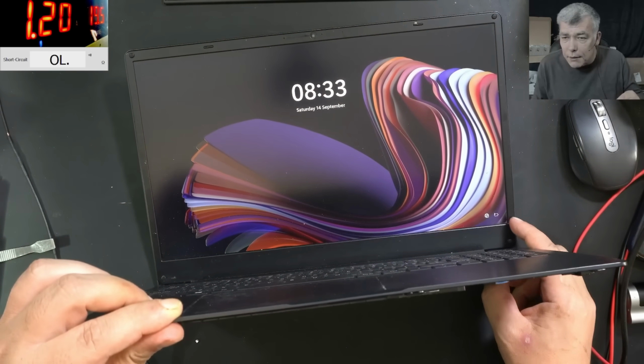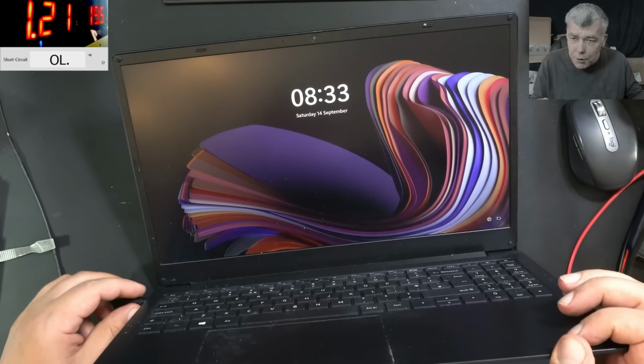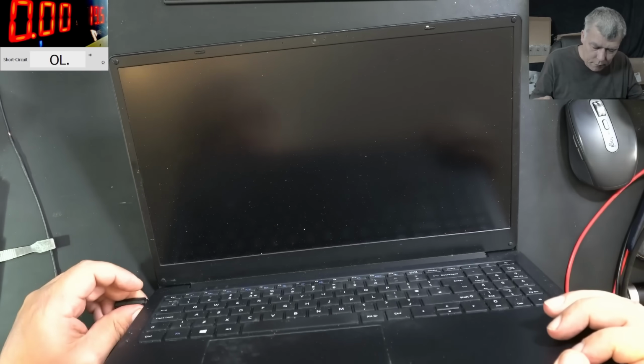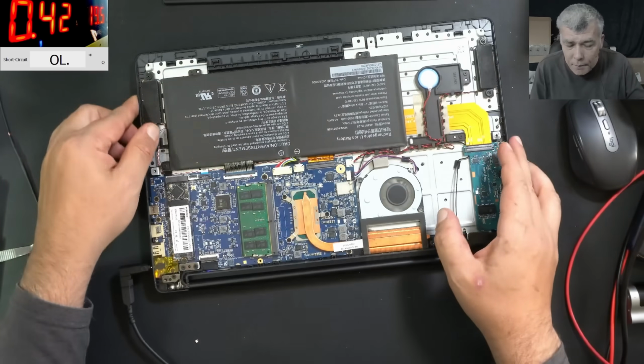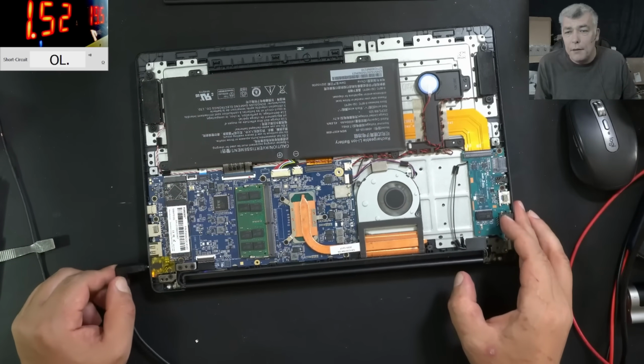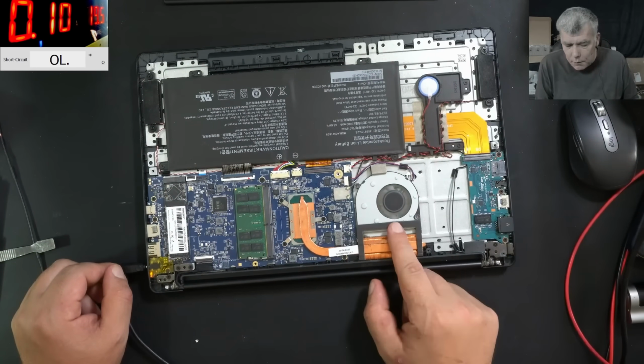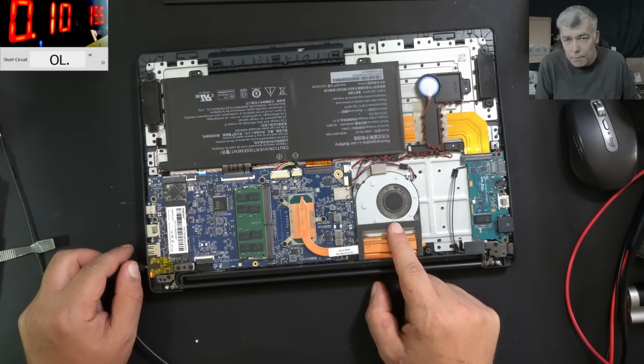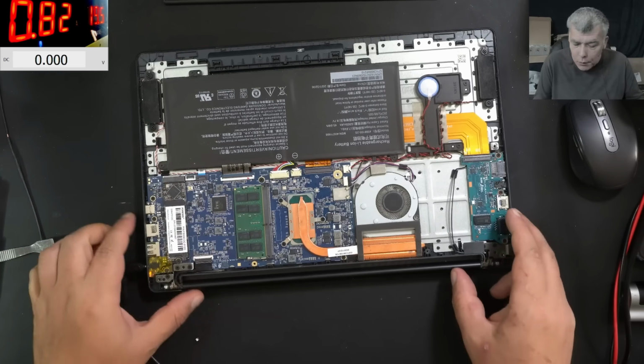Yeah, all good, and you can see the laptop is charging fine. Unplugging the charger, and yeah, it's low battery. Yeah, switching off, low battery. But the battery is charging fine. Let's wait for the fan to stop. 10 milliamps, 800 milliamps. All good.